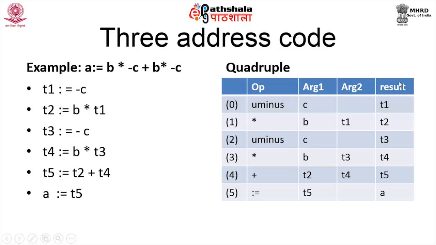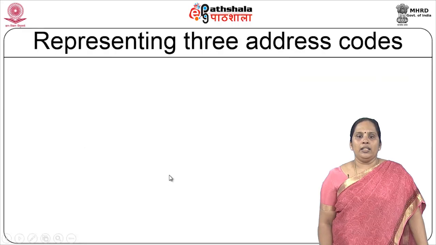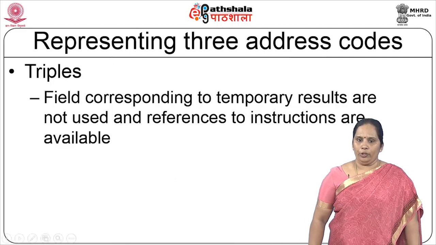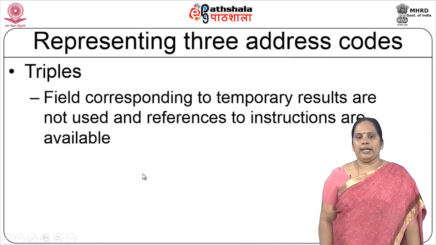Now as you can see, this particular column is redundant. Or rather, this column, argument 2, is not going to be used at all in many scenarios. So these two columns, argument 2 and the result column, can be combined into only one column, and that is the result of the next representation, which is nothing but the triple representation. So fields corresponding to temporary results are not used, and references to the instructions are available.